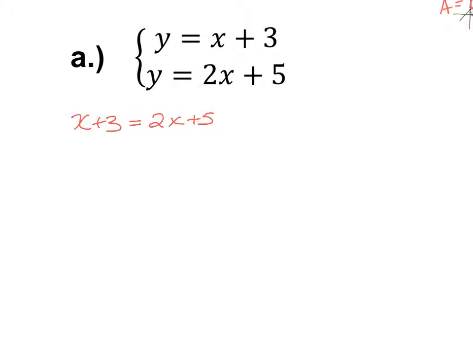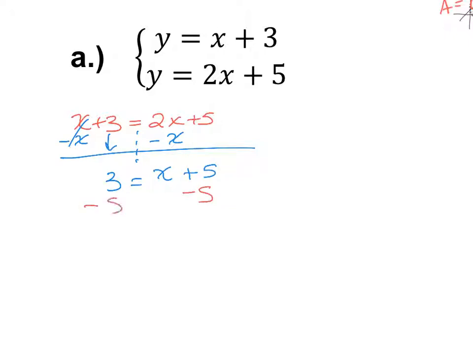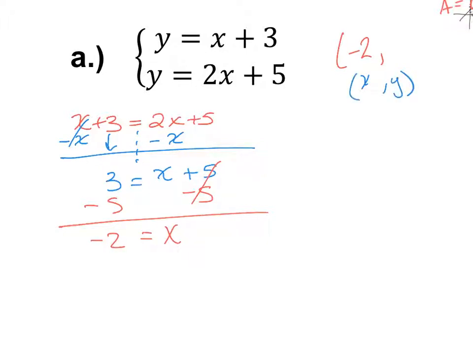Solve for that variable like you know how to do. Let's subtract x, and remember there are lots of different ways you can do this. I'm just going to do it this way. 3 is equal to x plus 5. Now I'm going to subtract 5, and I get that x is equal to negative 2. Remember, you're looking for the solution x comma y, so you're looking to find the y value too, because your solution is going to be a point. So here I have x equal to negative 2. The solution so far is negative 2 comma something, because it's x comma y.